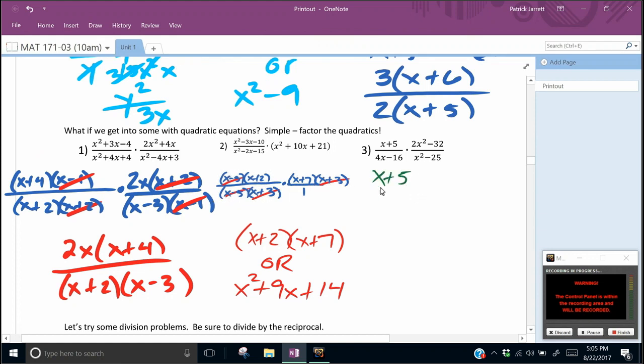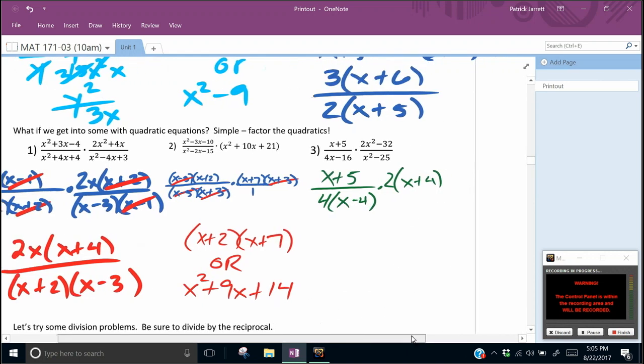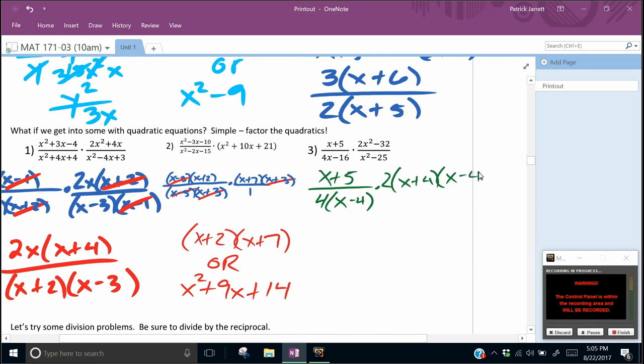x plus 5, you have 4 times x minus 4, times, I could take a 2 out, that leaves me with x squared minus 16, and I'll just do x plus 4, x minus 4, and then for the x squared minus 25, I'll do x plus 5, x minus 5, and then let's cancel some terms out. So the x plus 5 will go. Now the x minus 4s will go.